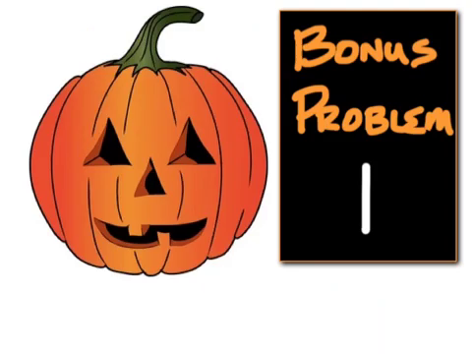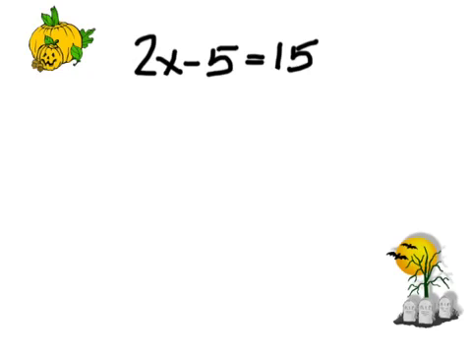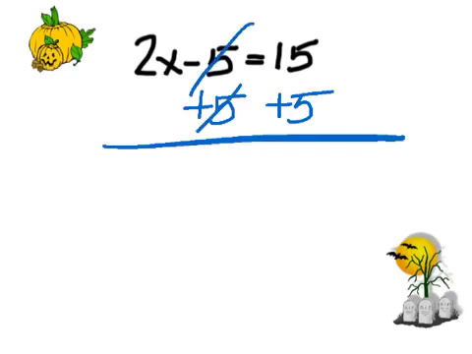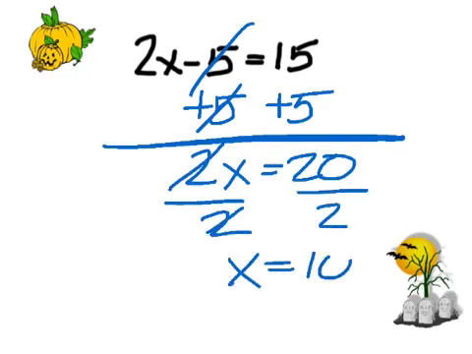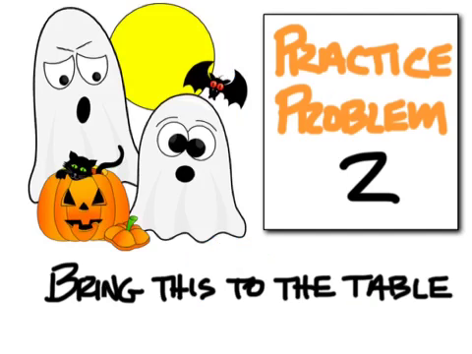Bonus problem number 1. On the bonus problem, you should add 5 to both sides. These cancel out. You're left with 2x equals 20. Divide both sides by 2, and x equals 10.